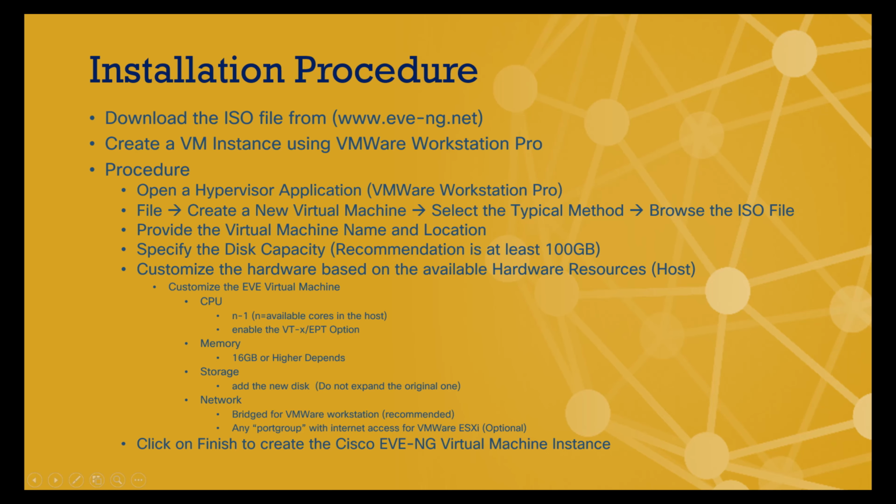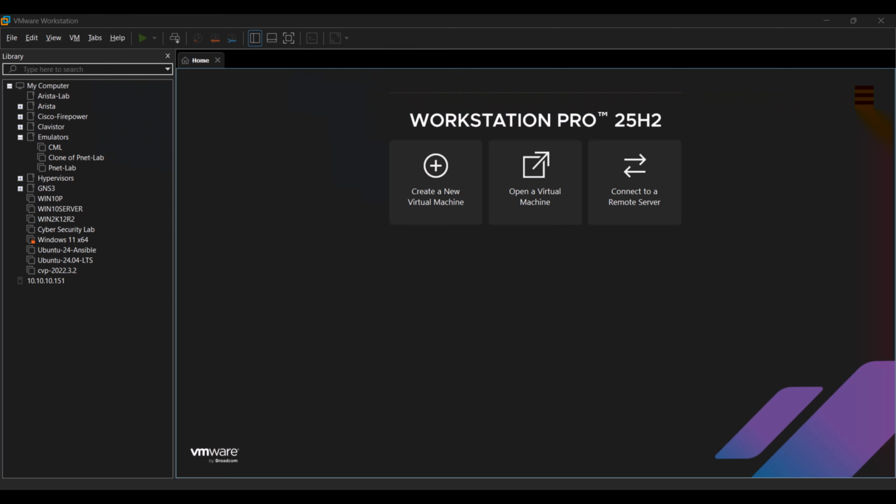Let us see the installation procedure. Before proceeding with the installation, we need to download the Community Edition ISO for Cisco EVE-NG from its official website. And you need to choose a hypervisor. In this case, this is going to be VMware Workstation Pro. Let us open VMware Workstation Pro.